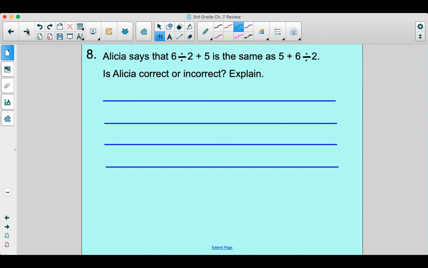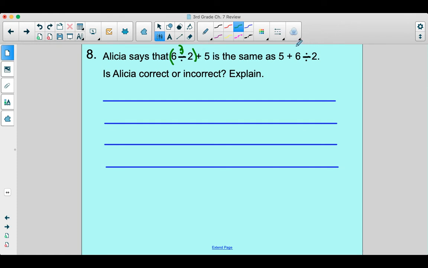Ooh, we've got a written response for this one. Alicia says that 6 divided by 2 plus 5 is the same as 5 plus 6 divided by 2. Is Alicia correct or incorrect? And explain. All right, so first we have to think about this, right? So 6 divided by 2 is what? I'm going to put a little hug around it. 6 divided by 2 is 3. Maybe you're starting to memorize that fact. And then if we add 5 to 3, we'll get 8.